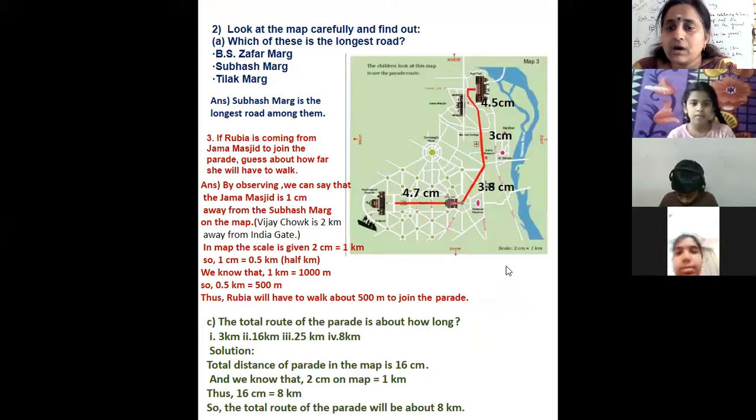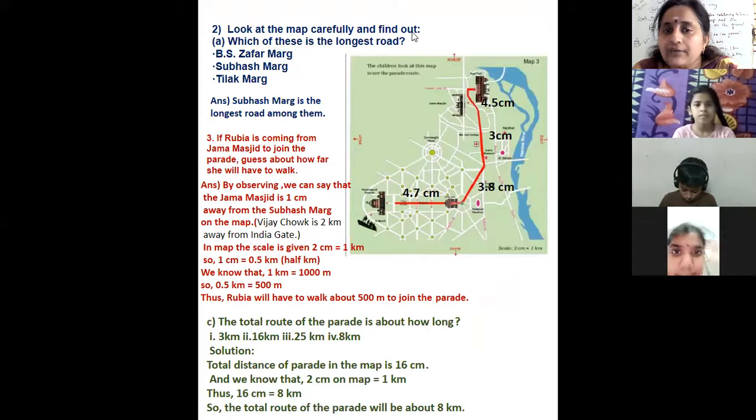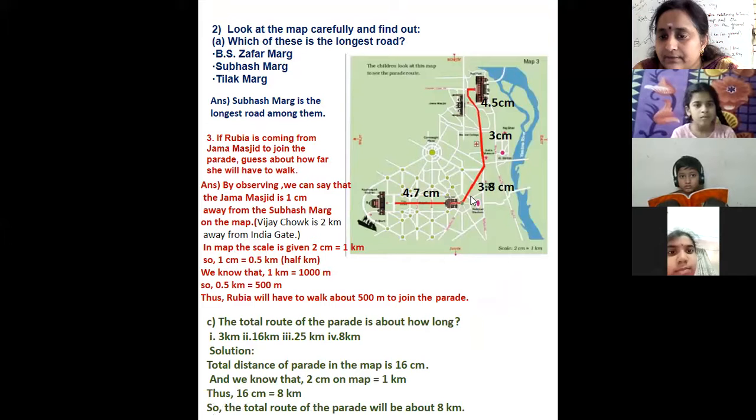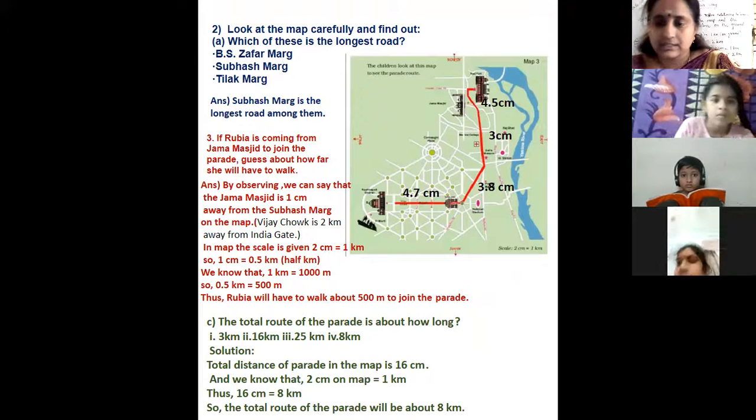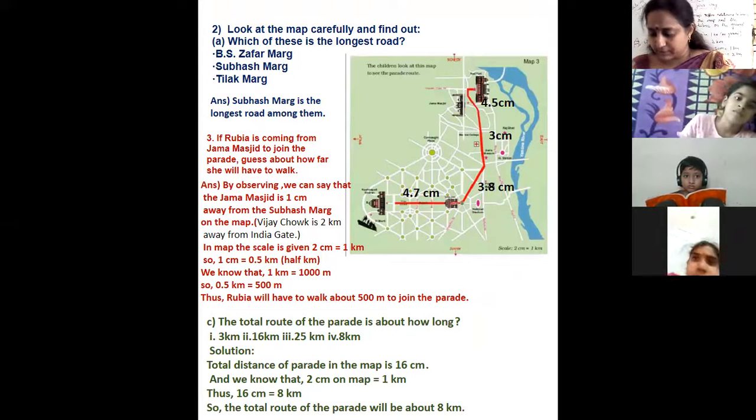Now, here some questions are given for us. We have to answer them. Look at the map carefully and find out which of these is the longest road. Here 3 roads are given for us. This is Tilak Marg, 3.8 centimeters. You can use a scale and measure it. If it is possible, I will show it, one minute.